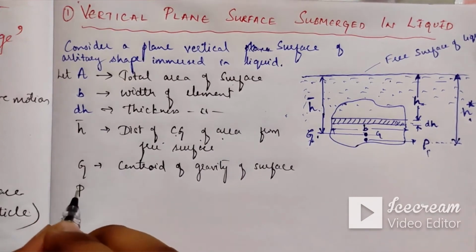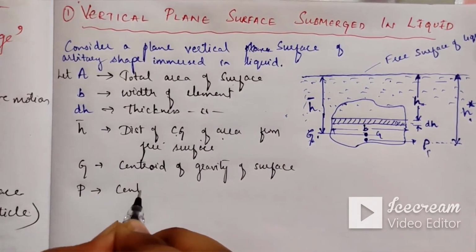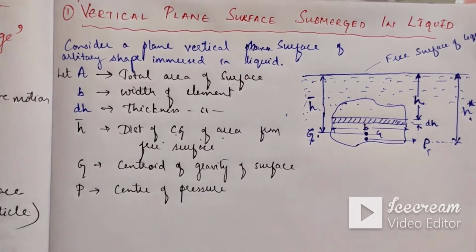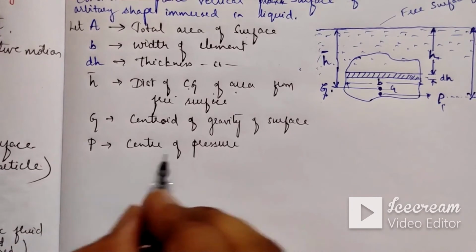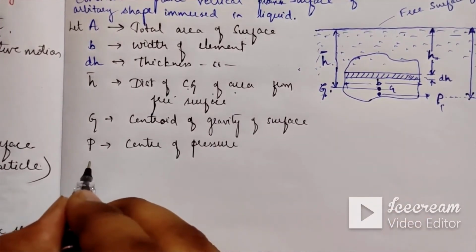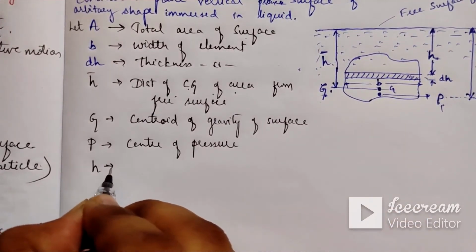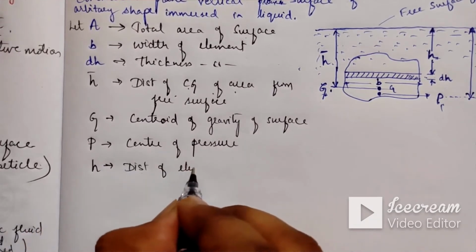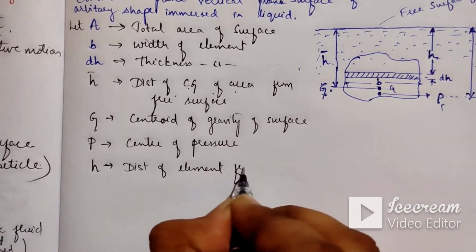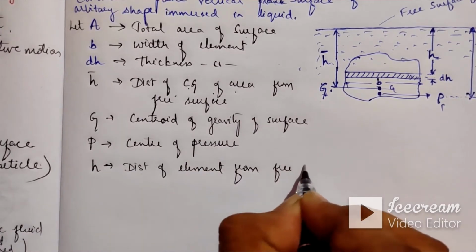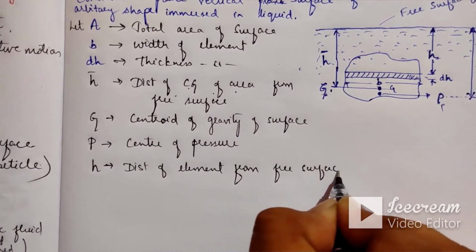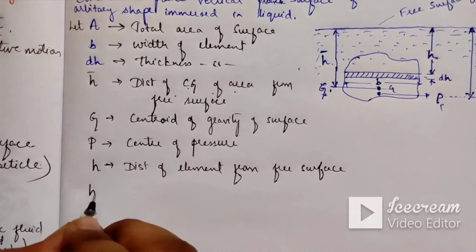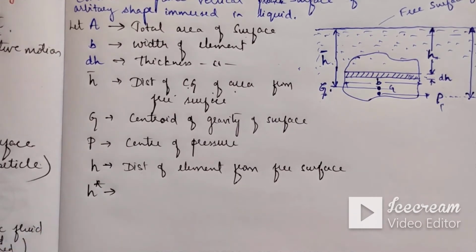Okay. Then P is there, right? So P is what? This is center of pressure. Next, h is the distance of the element from the free surface. Okay, from free surface. Next is h star.